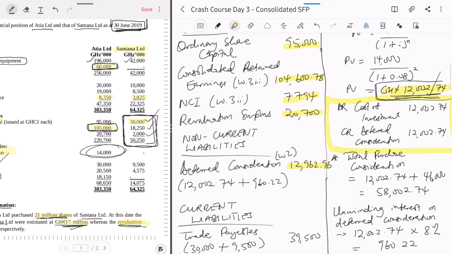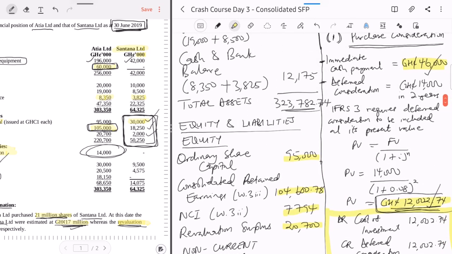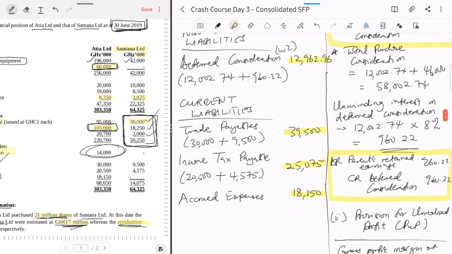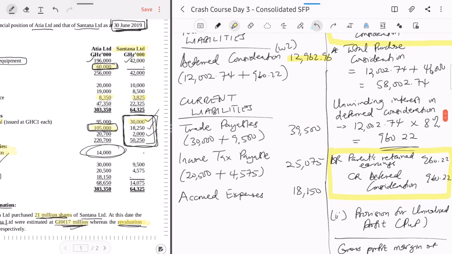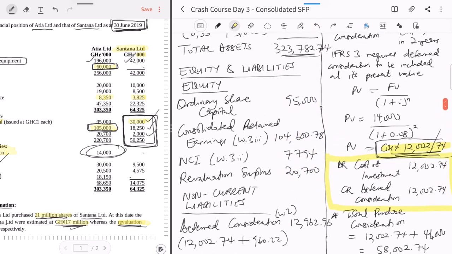12,962.96 plus 39,500 plus 25,075 plus 18,150, and that gives me 323, balanced it, right? So let me clean the highlights first. 1, 2, 3, 4. Okay, good.